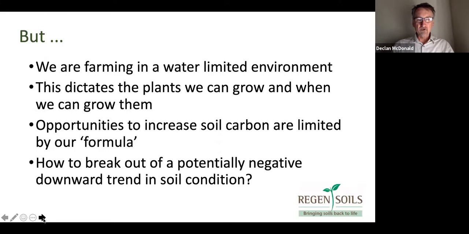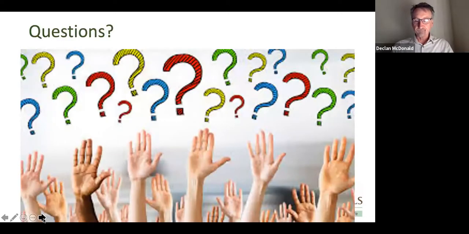So the big challenge going forward, and particularly facing the challenges of a changing climate, is how do we change? How do we break out of a potentially negative downward trend in soil carbon and consequently in soil condition, and still remain productive and profitable? These are big questions. I'll pause there just to see if there are any questions.